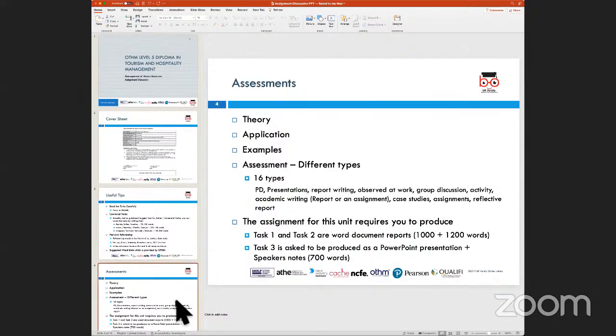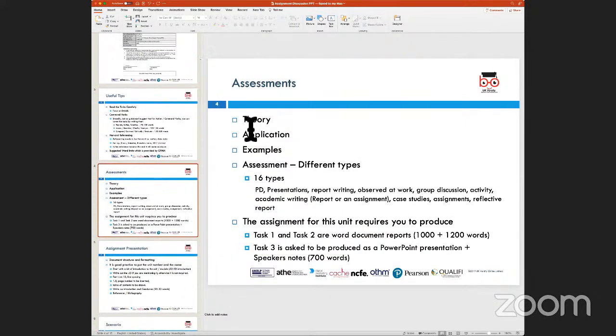As always, I would suggest that when you do your assignment, please include theory, underpin the theory by showing application of it, and then also include examples, which could be either from your own work experience, or you could choose an organization that you can research, and that should allow you to use that organization as an example throughout the assignment while you're doing all the tasks.